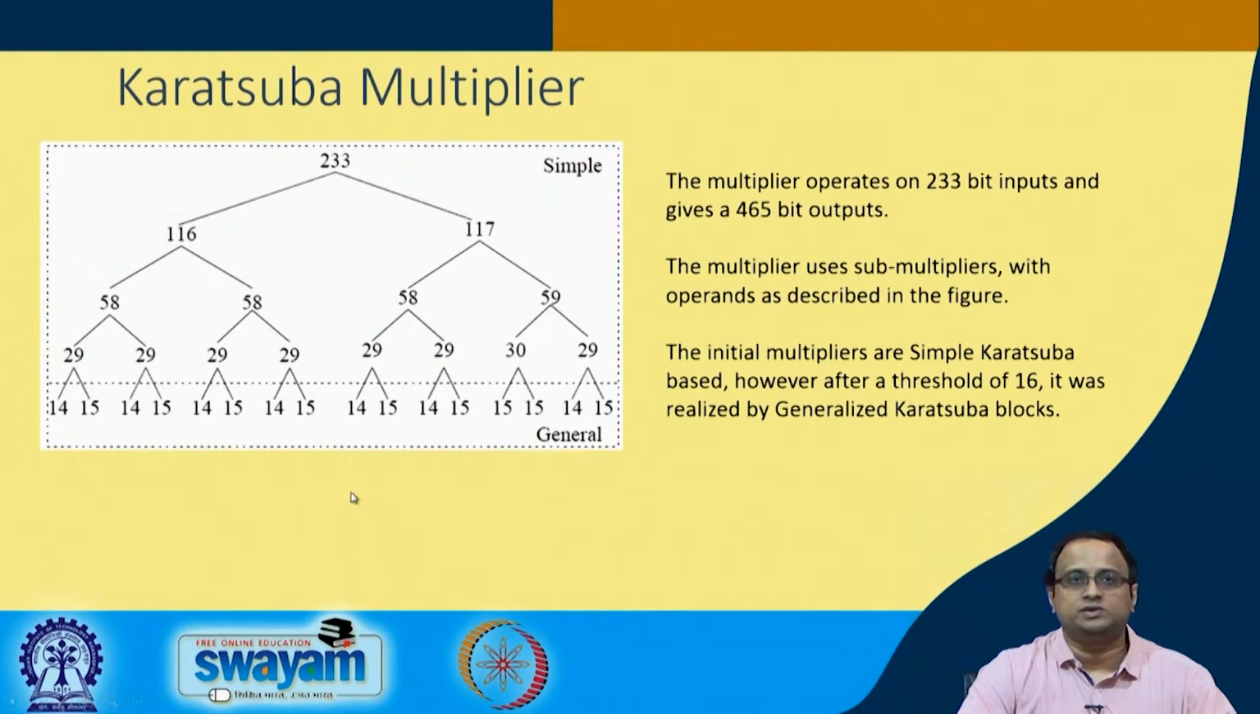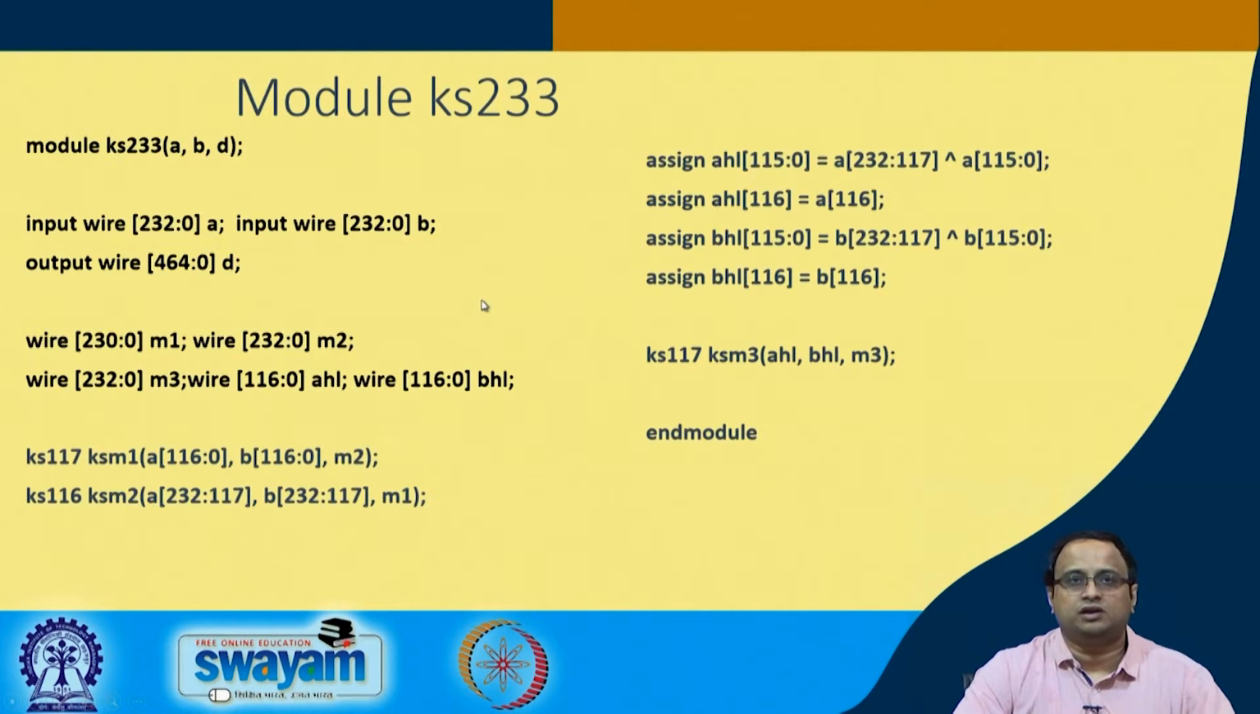Let us first concentrate on the simple Karatsuba decomposition. When we take two arguments of 233 bits, how do we decompose them into dimensions of 116 and 117 and do the Karatsuba operation? This is the overall structure of the operation, and this is the code for doing it. I take two elements of 233 bits each and apply the Karatsuba operation. As I said, there are three multiplications, denoted KSM1, KSM2, and KSM3.